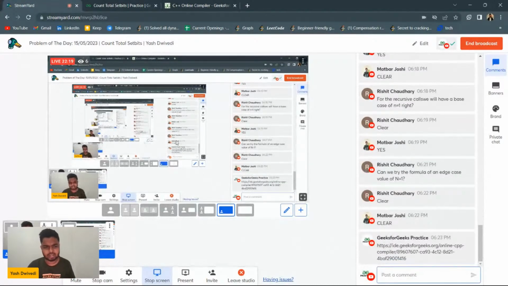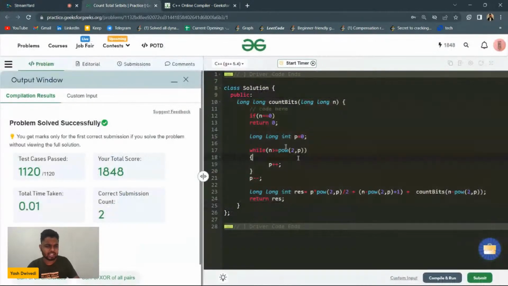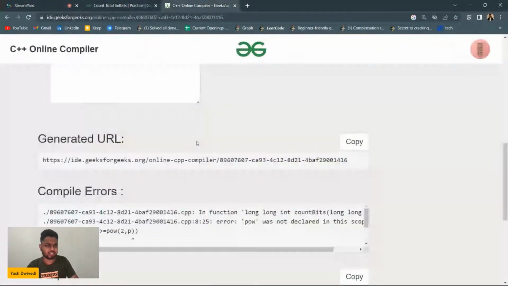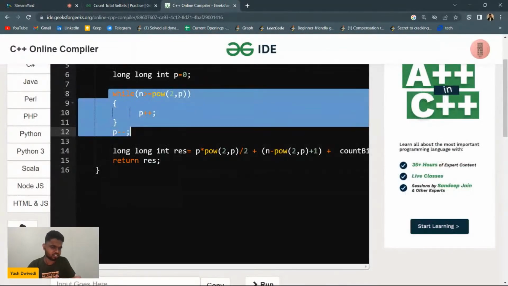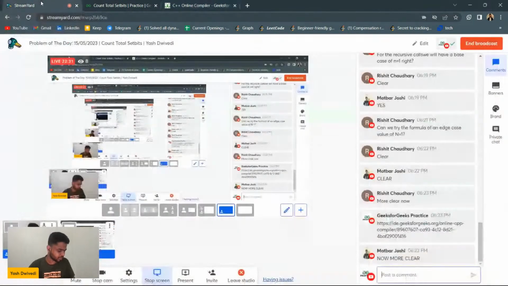Right? So basically the main complexity is for the while loop that I have written. Okay, so it will basically be taking the main complexity, that is nothing but log n complexity, for finding the closest power of 2. So overall complexity will be logarithmic in nature.